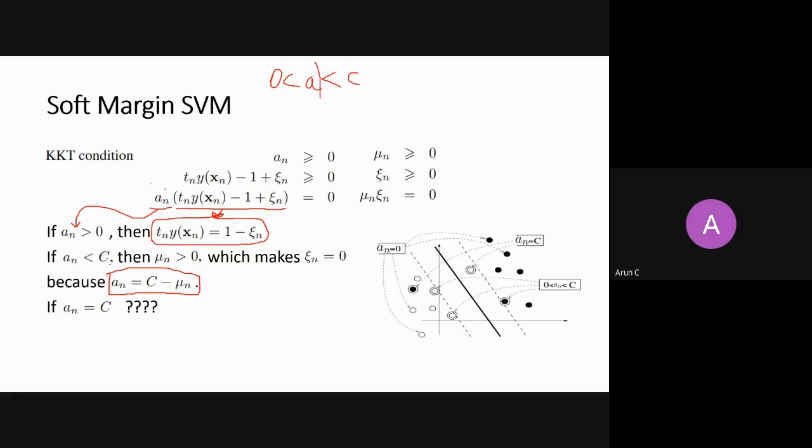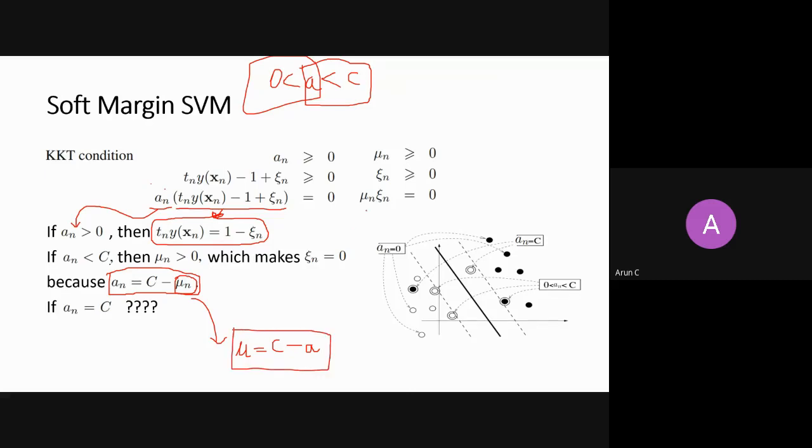If this is the one side, so we have seen this side now, a is greater than 0. Now let's see the other side. If a is less than or equal to c, it means my mu n is greater than 0, right? Because I can rewrite it this way, so my mu is equal to c minus a. So if a is less than c, definitely my mu is a non-negative number.